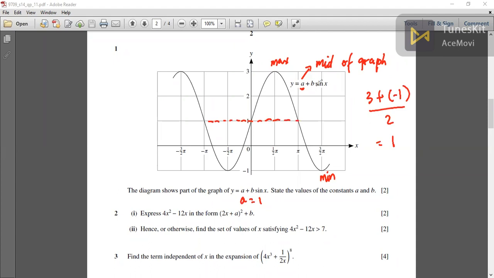And then for the second one, B is what we call the amplitude. We measure the amplitude from the middle of the graph to the maximum or minimum. Here we can see from the middle of the graph, it increases by 2 to the maximum. So B will become 2. So that is for number one.